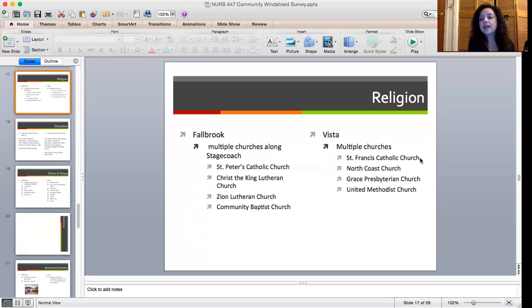In Vista, I found that there were multiple churches kind of spread out throughout the city. There's St. Francis Catholic Church, North Coast Church, Grace Presbyterian Church, and United Methodist Church, among many others.